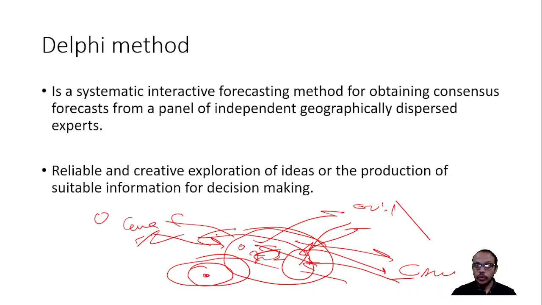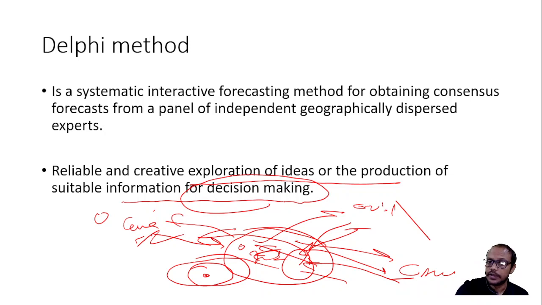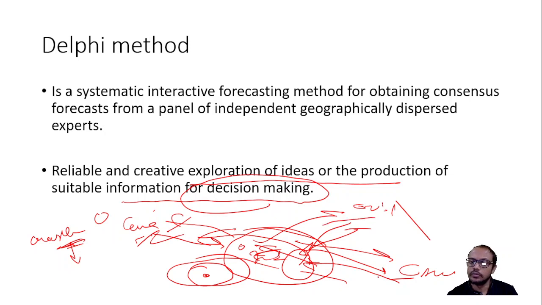Okay. So it is a reliable and creative exploration of ideas or the production of suitable information for decision making. For any decision making, you talk to all the experts and tell them what the other experts think, so a common consensus is made. That is called the Delphi method. It is usually done, for example, when a questionnaire or research method is developed. You send the questionnaire to all the experts, so the common questionnaire can be made from their inputs. Okay.